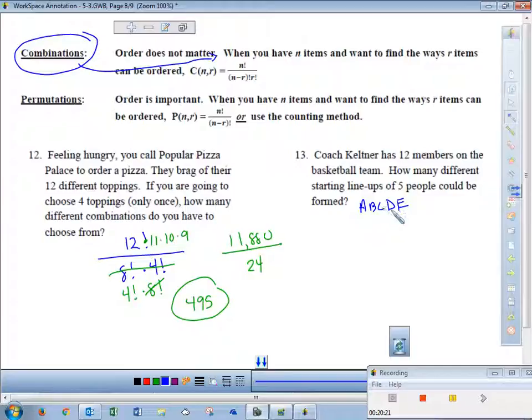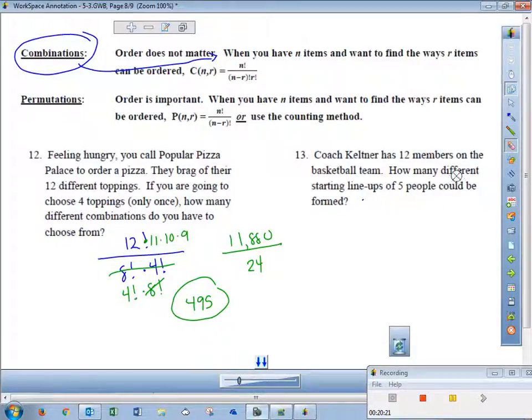Now, I do understand that it's like, well, who's the center? Who's playing guard? Who's playing this? I understand that, but the 5 people out on the court are still the 5 people out on the court. It doesn't matter what order they're in. So order doesn't matter, man. It's 12, choose 5. So that's a combination. Order doesn't matter.